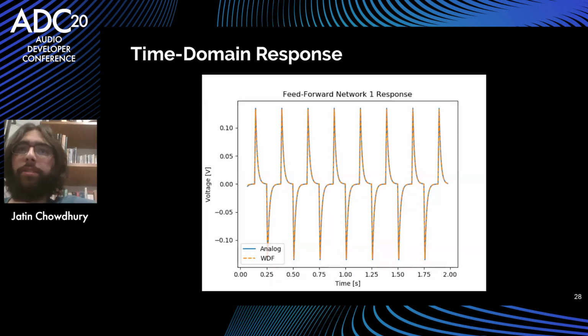So again, we can construct our digital model and compare that to the analog reference. So this is the response of the feed-forward network 1 in the time domain compared to the analog reference. And again, it seems to look pretty accurate.